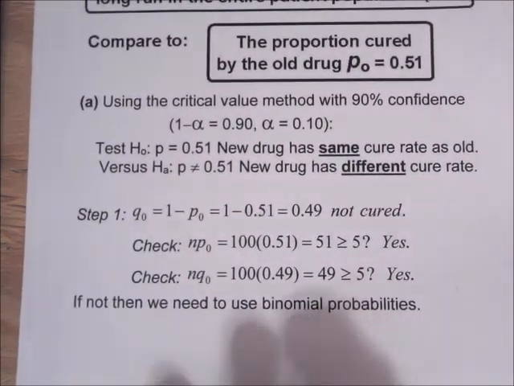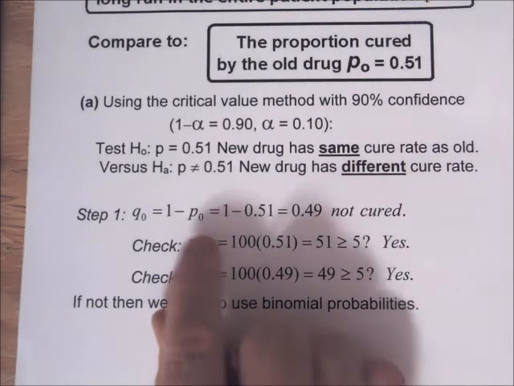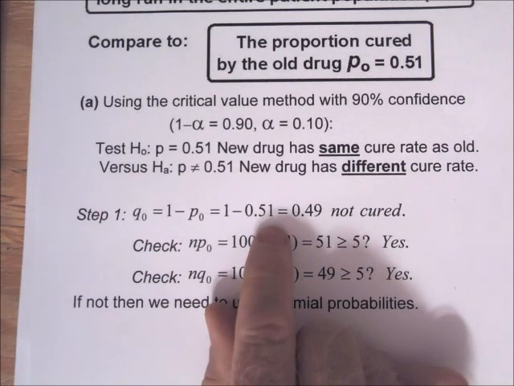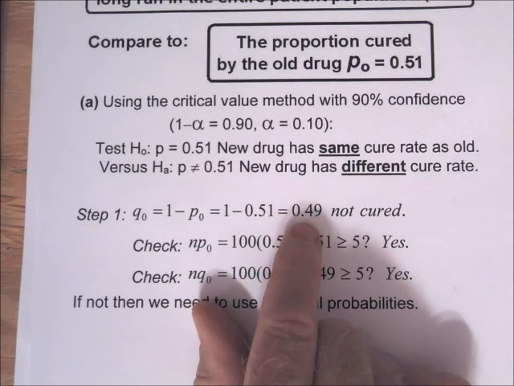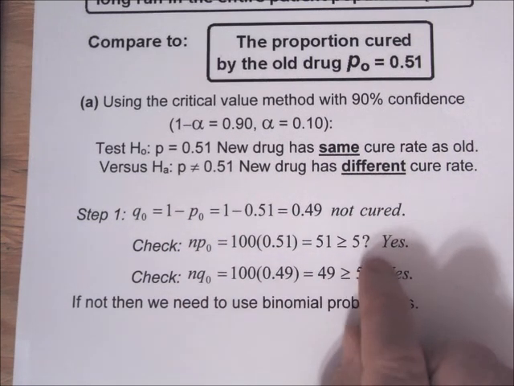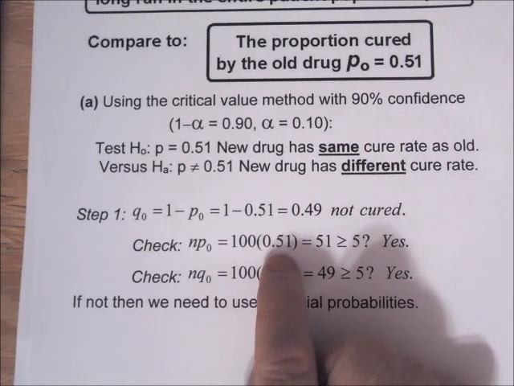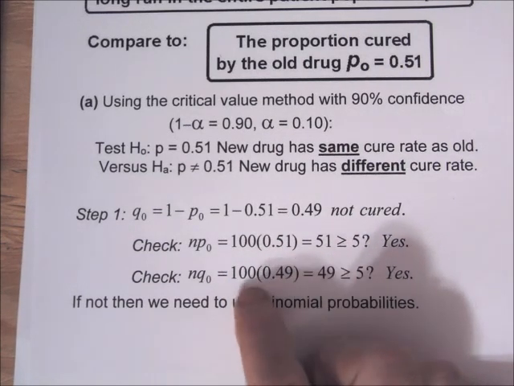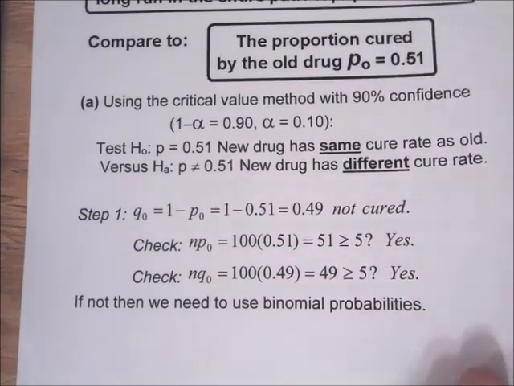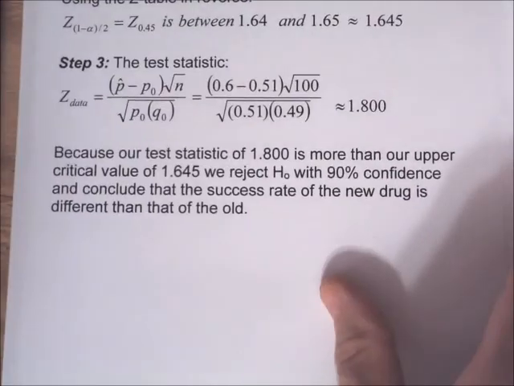So we need to check whether we can use the z-table, or if we have to use the binomial probabilities. Q0 is going to be 1 minus P0, 1 minus 0.51 is 0.49, and we need to check that n times P0 and n times Q0 are both at least 5. 100 times 0.51 is 51, which is more than 5. 100 times 0.49 is 49, which is more than 5. So they're both more than 5, so that means we can use the z-table and we don't need to use the binomial probabilities.